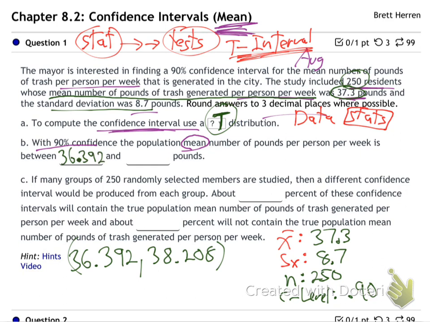36.392 to 38.208. Is that making sense? So we are saying that we are 90% confident that the real average trash generated per person per week in the city is somewhere between 36.4 and 38.2 pounds. Is that making sense? You guys able to get that in the calculator?